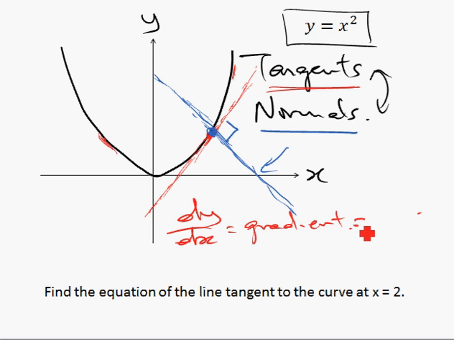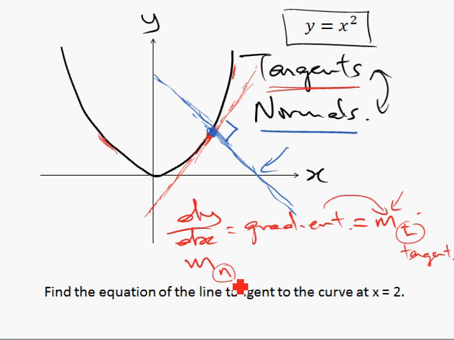Okay? And we can call this mt. M stands for gradient. T stands for tangent. So how do you think we will express the gradient of the normal? It will be mn, where n stands for normal. So the gradient of the normal. How are these two related? The gradient of the normal is negative 1 over mt.